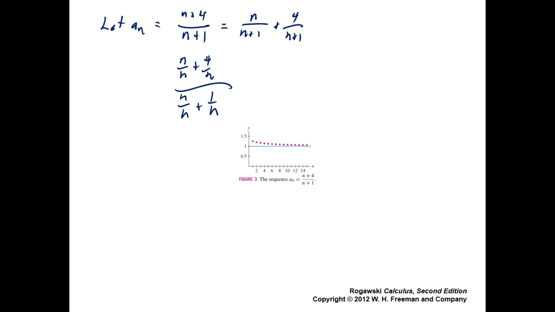Now, they say prove formally that the limit as n approaches infinity of a sub n is equal to 1. Now, actually, to me, that's a good enough proof. It's perfectly legal. But I think what they want you to do is use the definition. Okay?